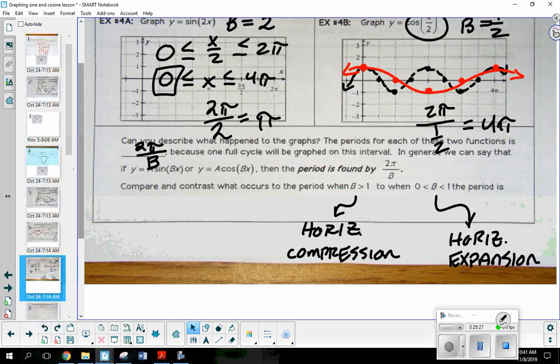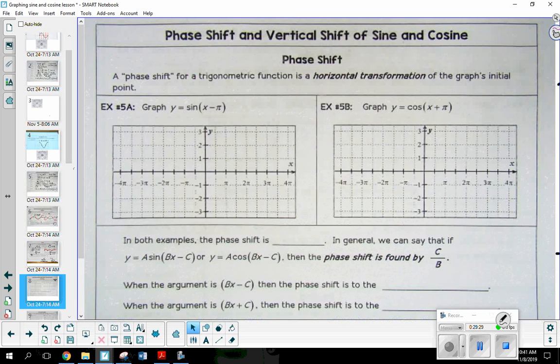Okay. We should be able to get away with one more before we take off today. Phase shift for a trig function is a horizontal transformation of the graph's initial point. Now, we usually say shift, we say translation, but it's just a name change when we're talking about trig functions. If we're going to translate or shift it, we just call that a phase shift. Okay, so it's just a new vocabulary word. Let's take a look at this one.